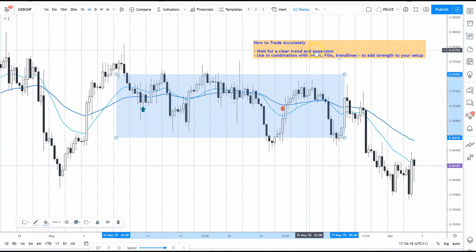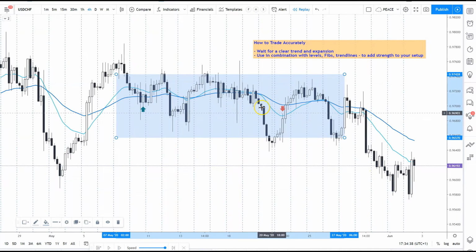The first thing is you wait for a clear trend and expansion of the EMAs. As you can see here, we have the expansion, meaning the EMAs begin to create a distance between each other, to expand away from each other, and the trend is forming. We have movement in a clear direction.